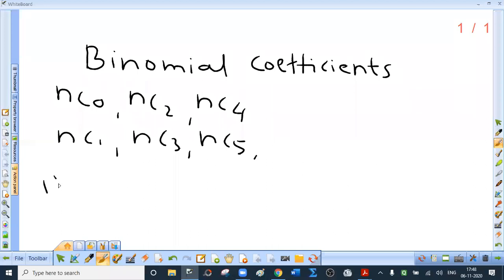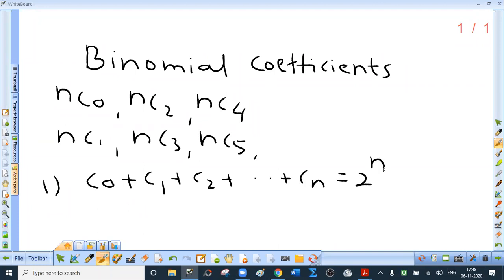Now the first and the most important result is sum of all binomial coefficients of order n. Sum of all binomial coefficients of order n is 2 raised to n. This is a very interesting result. I repeat, sum of all binomial coefficients of order n is 2 raised to n. We are going to discuss the proof also. Proof can be asked in exam.